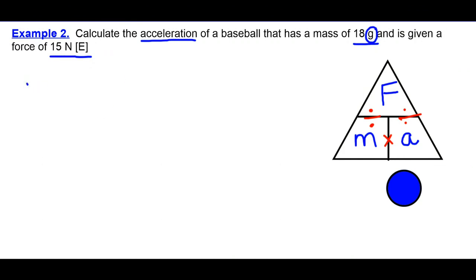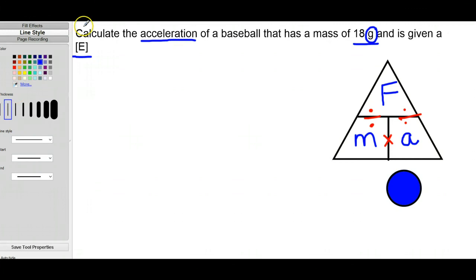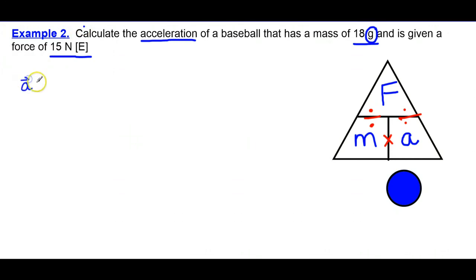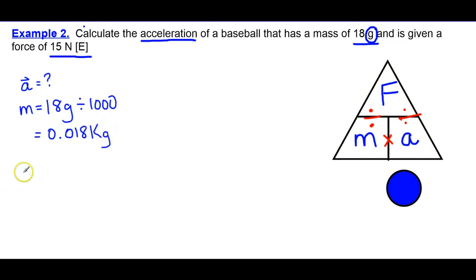We're trying to find acceleration, and we were just given mass, but we need to convert that, 18 grams. Remember, to get it into kilograms, we're going to divide by 1,000. So what we end up with is 0.018 kilograms. And the final thing that's given to us is our net force. And it's 15 newtons in the east direction.